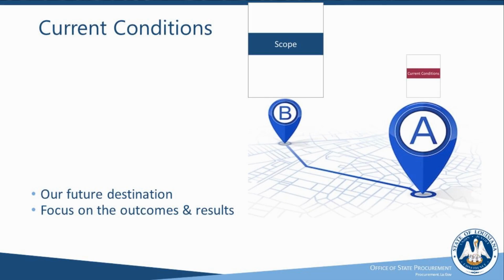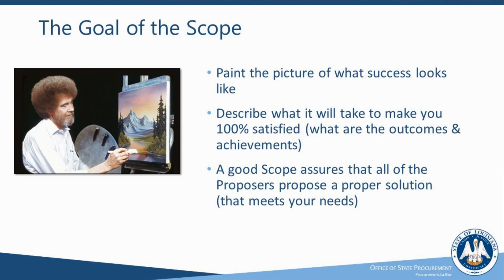We want to cover both of these pieces of information in the scope section of the RFP. The analogy we used in the previous video, which discussed the current conditions, was going from point A to point B, where point A is the current conditions, but point B is the scope. So in this video, we're going to cover point B, that scope, and that's a description of our future destination as a project. This should be focused primarily on the results and the outcomes of what success would look like for us in this project.